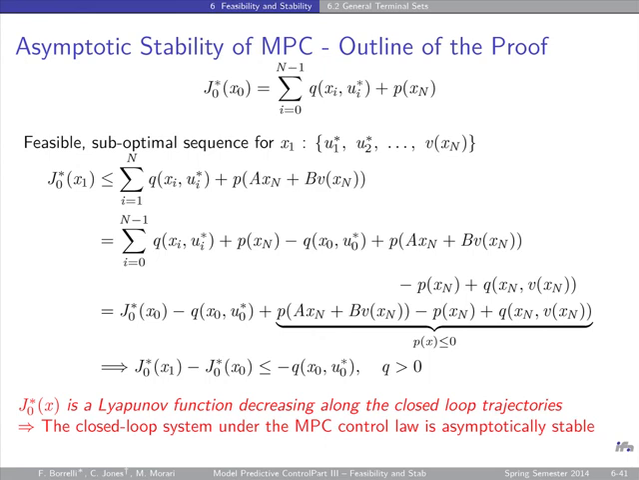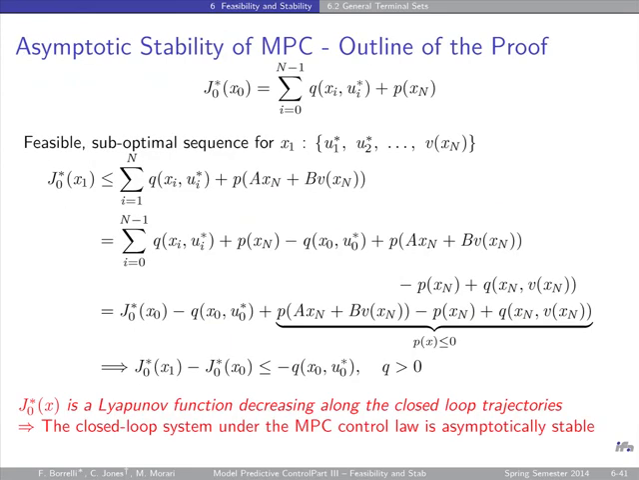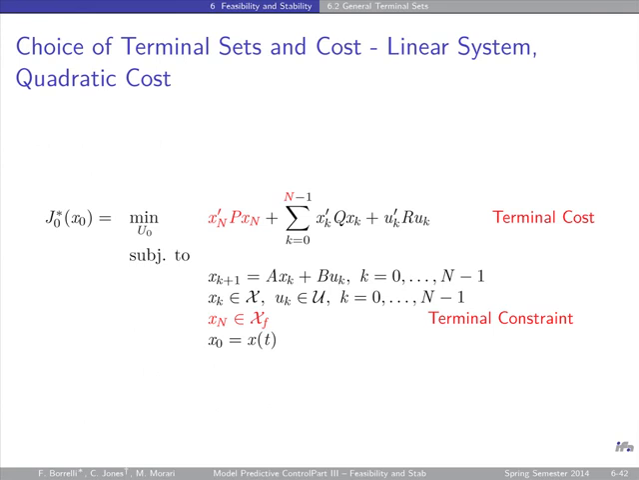Let's go to the summary. Let's do an example. So far we had a linear system and any cost. We called it P and Q. To be precise, all this proof has nothing to do with linear systems. There is a slide at the end. Did we use linearity at all here? No. This holds for any nonlinear system, any cost, as long as you satisfy the three assumptions. For a linear system and quadratic cost, it's just easier to compute the terminal set and the terminal cost that satisfy assumptions 2 and 3.